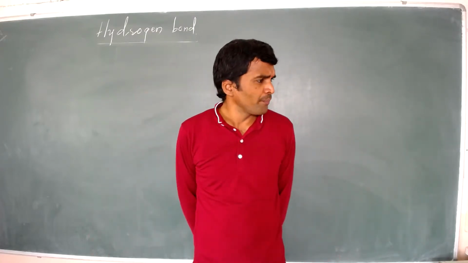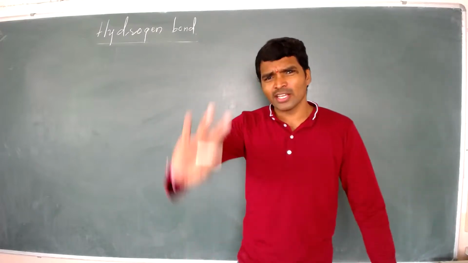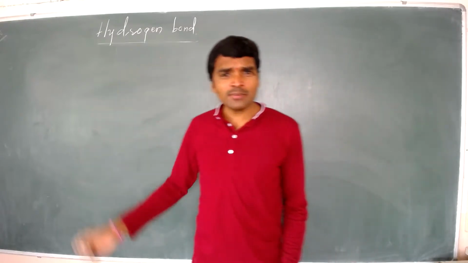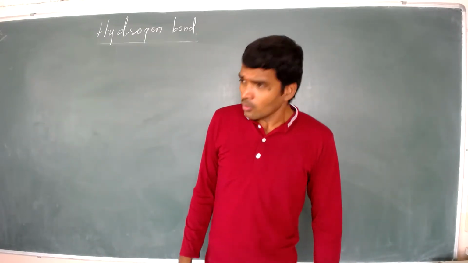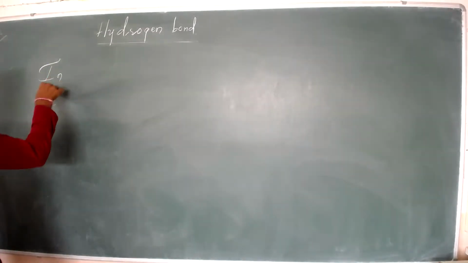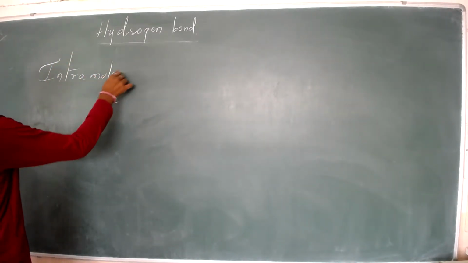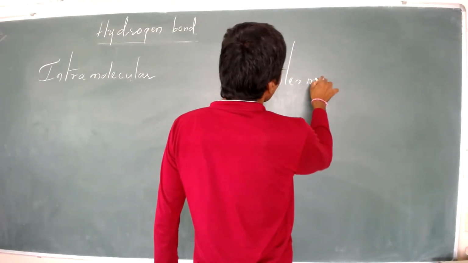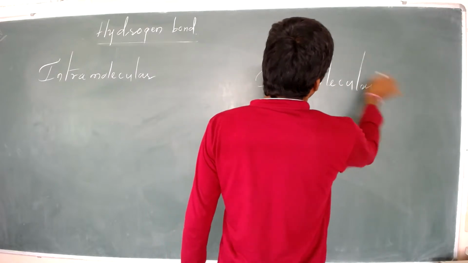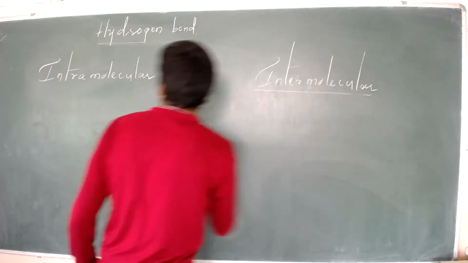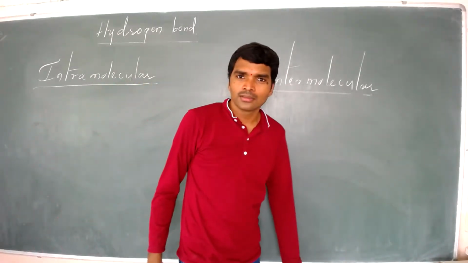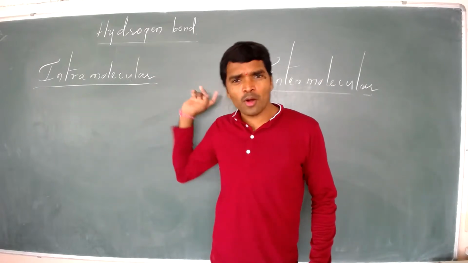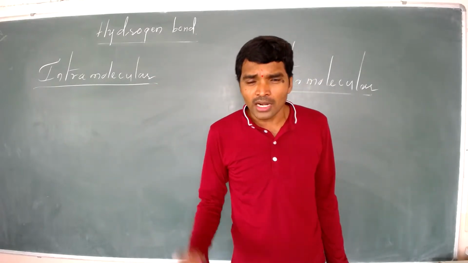Sir, one doubt. To break the hydrogen bond, 40 kilojoule per mole energy is required. Sir, you are telling that hydrogen bond is divided into two types: one is intramolecular hydrogen bond, another one intermolecular hydrogen bond. This is inter, this is intra. Sir, for these two bonds, is the same energy required or different energy?